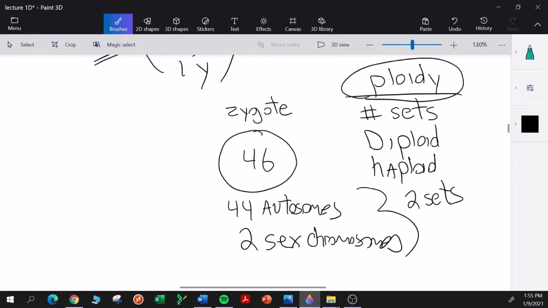So humans are diploid. Most of our cells are diploid except for our gametes. They have two sets of chromosomes, one set inherited from our fathers and one set from our mothers.